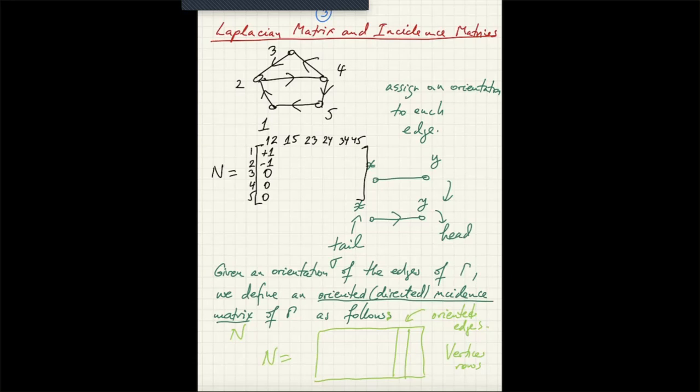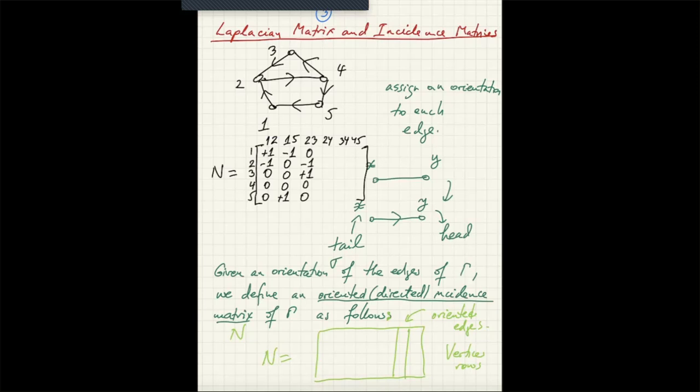So for example, 1, 5, so 2, 3, and 4 are not involved, so that's 0, 0, 0. And then it's oriented from 5 to 1. So in the 5, we put a +1, and in the 1, we put a -1. Similarly, 2, 3, we have a 0 at position 1, 0 in position 4, 0 in position 5. And 2, 3 goes from 3 to 2, so we put a +1 in 3 and a -1 in 2.